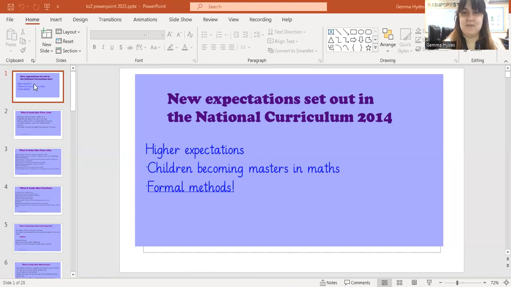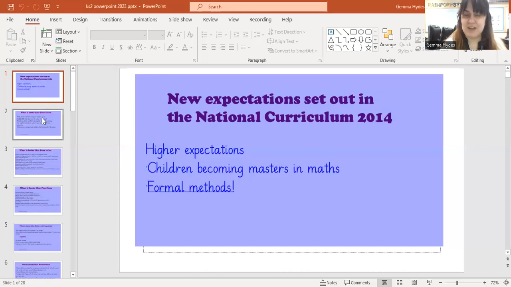So the new curriculum came in 2014. And the new curriculum had much higher expectations, but also mastery was a big word that came up. And mastery means everybody achieves. We don't leave anybody behind. And at Newland Spring, that's really important to us. So we were very pleased to see that in there. And also there's a big emphasis on formal methods, which we'll talk about a bit later as well.